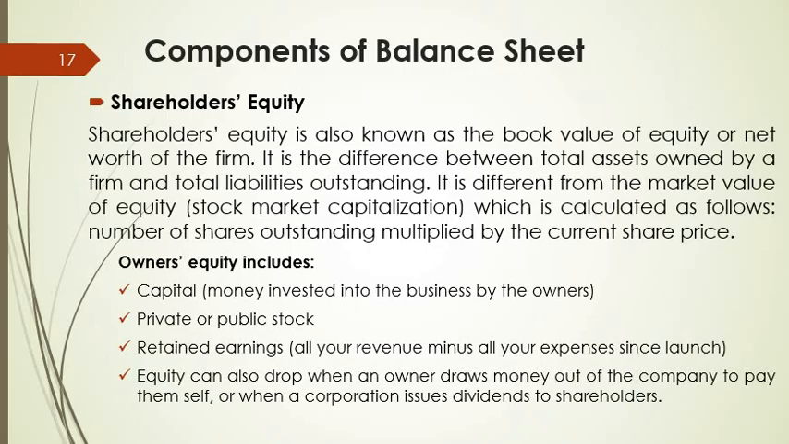So owner equity includes capital, money invested in the business by the owner. It comes under the head of shareholder equity. It also includes private or public stock that they have purchased, or retained earnings, where you haven't paid out the earnings as dividends and you reinvested them into the business. Equity can also drop when the owner draws money out of the company or pays it to themselves, or when the corporation issues dividends to the shareholders.